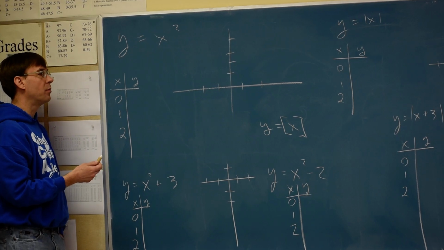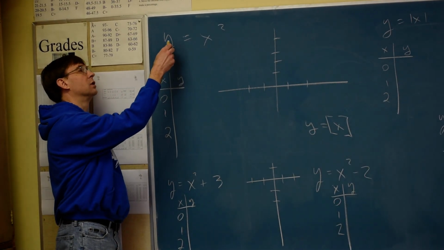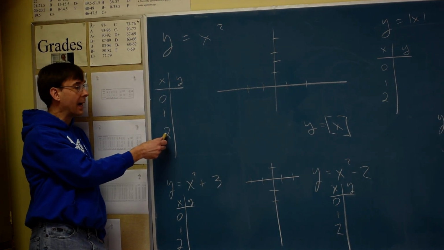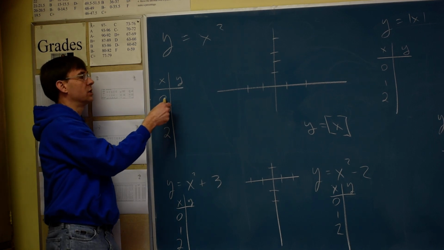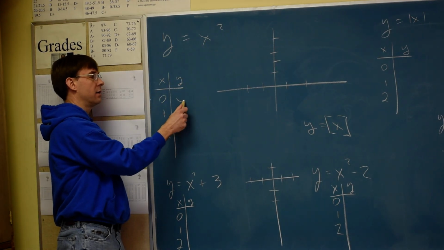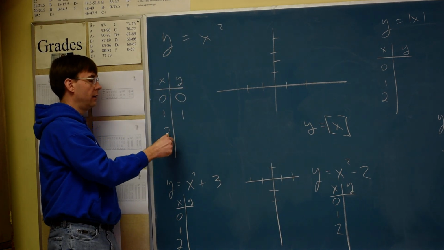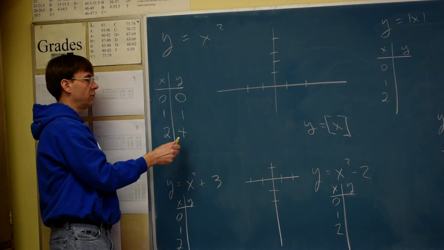So if you completely blank on how to do a graph of something, you can always make a table. When it's y equals, you pick numbers for the opposite variable x. 0, 1, and 2 are always our favorites. So we could put 0 in for x where it gets squared and stays 0. 1 gets squared and stays 1. 2 gets squared and becomes 4. 2 times 2 is 4.